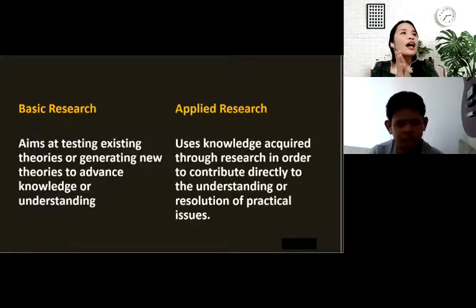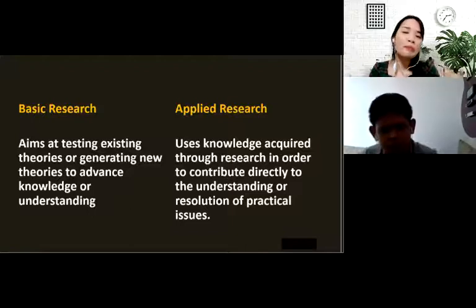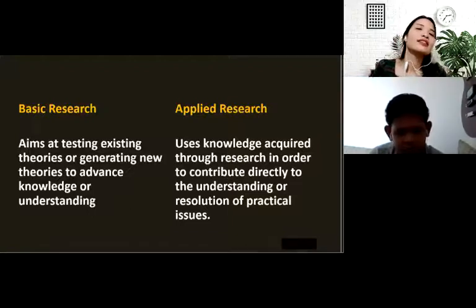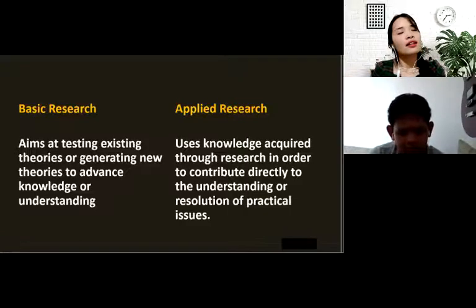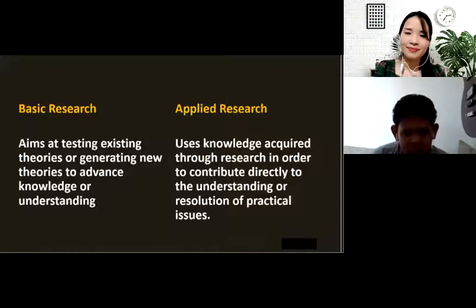Okay, when you write a literature review or when you write a term paper, an argumentative essay, of course, you start from researching those information, right? In order that you could create a cohesive knowledge, right? So basically, you are using a basic research.